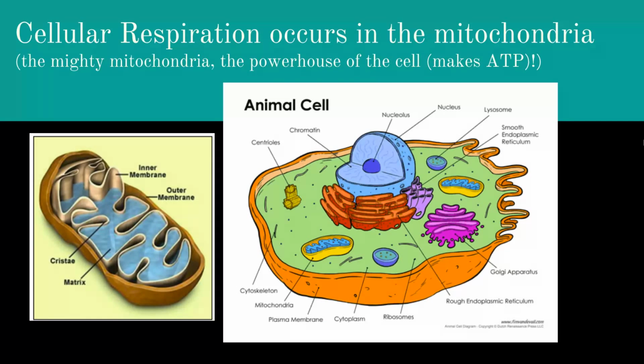And you might have heard or remember that the mitochondria is called the mighty mitochondria, or the powerhouse of the cell, and that's because it makes ATP, it makes the energy. And this is another jelly bean looking structure, an organelle. It has the two membranes, the outer membrane and the inner membrane. The inner membrane is all folded, and those are called the cristae. And then the center of the mitochondria is called the matrix.